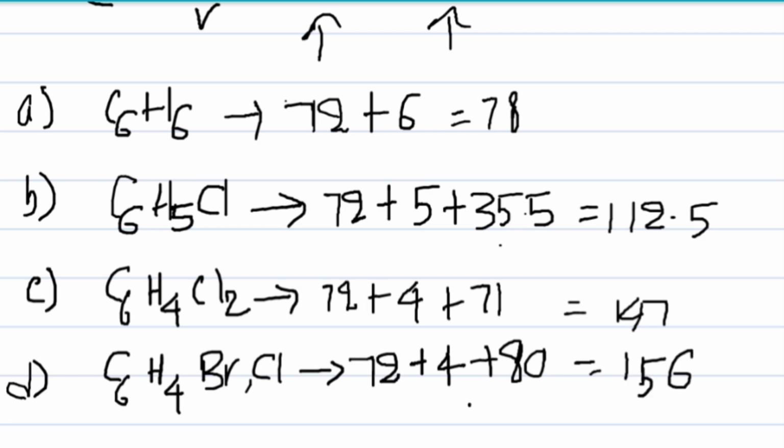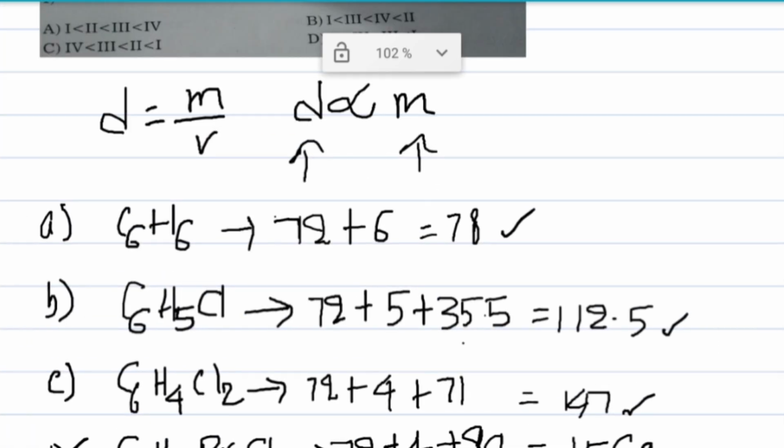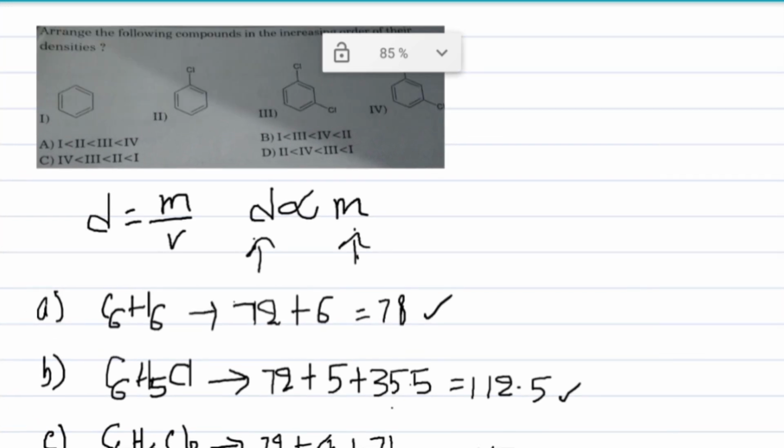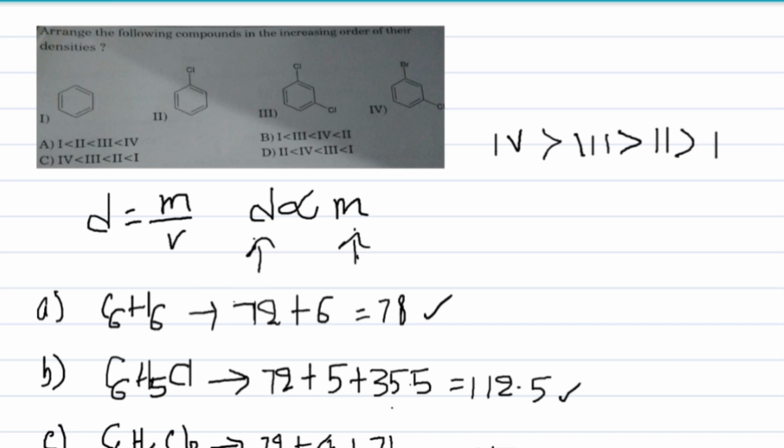So in the first option it is 78 grams, this is 112.5, the third option is 147, and the fourth option is 156 grams. So where the mass is more, option D has more mass. More mass means density also increases. So which is greater? The fourth one is greater. If molecular mass is more, density is also more. So 4 is greater than 3, greater than 2, greater than 1. So we can do this directly based on the molecular weight only. Density is directly proportional to molecular mass.